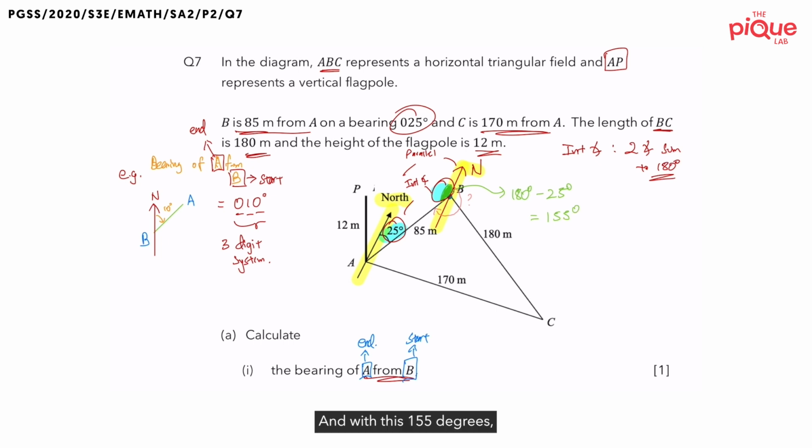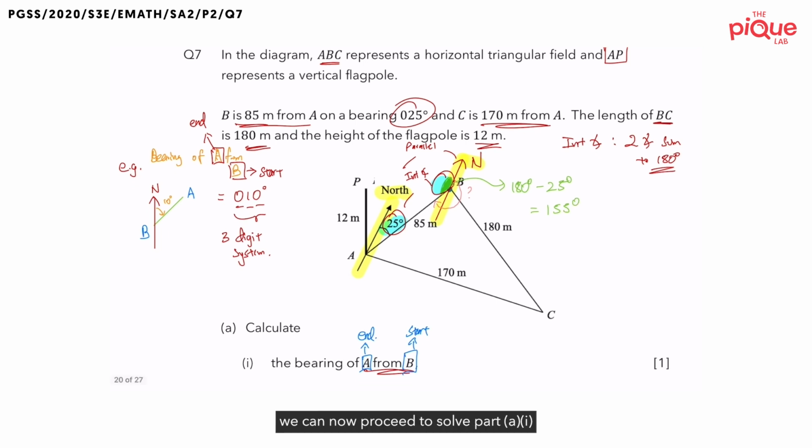And with this 155 degrees, we can now proceed to solve part A1 by taking 1 full revolution, which gives us 360 degrees around point B, subtract away the green color angle of 155 degrees to give us a final answer of 205 degrees as the bearing of A from B. Now let us proceed to part A2 of the question.